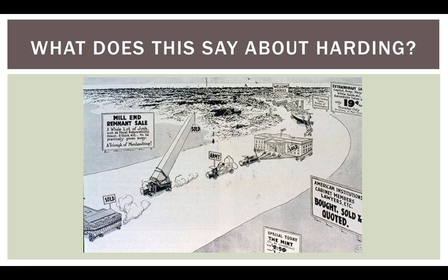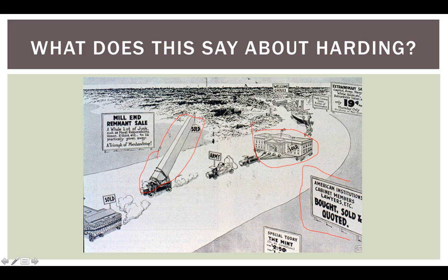So we have a cartoon here. This is a cartoon written at the time, and what you can see going on in the cartoon is you have different elements of Washington, D.C. that are all for sale. First of all, over here, you have American institutions being bought, sold, and quoted. You have the White House being sold, the Washington Monument being sold.